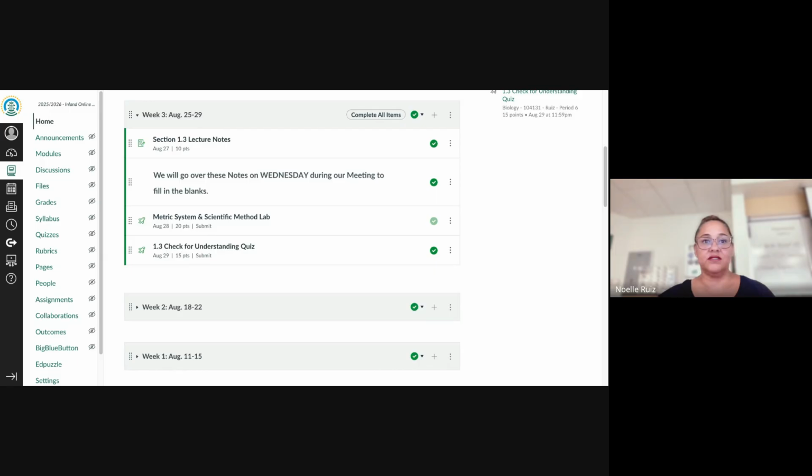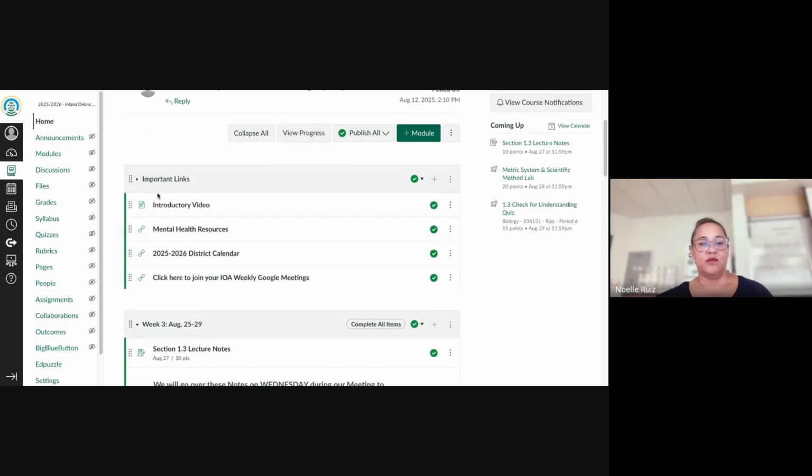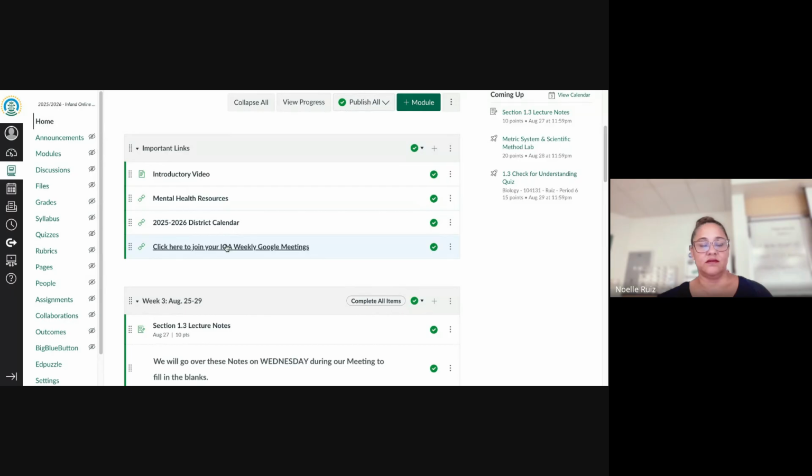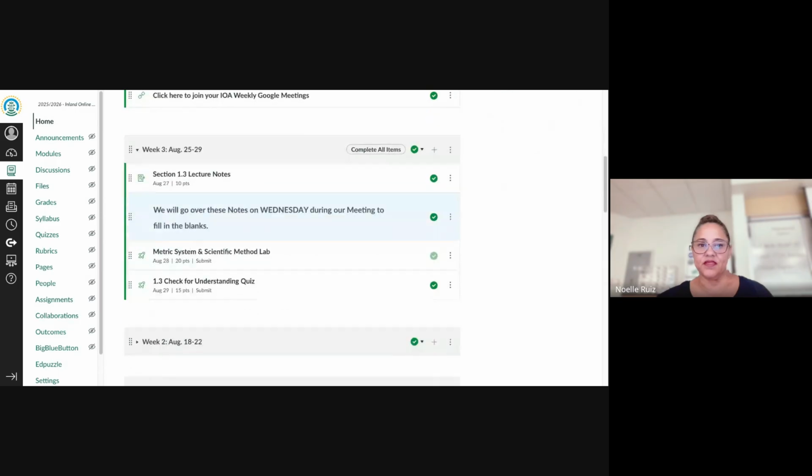There are directions at the top. Sorry. In the important links. Oh, I haven't put how to, I will put that. I will put a link on how to look up the online book if you need it.